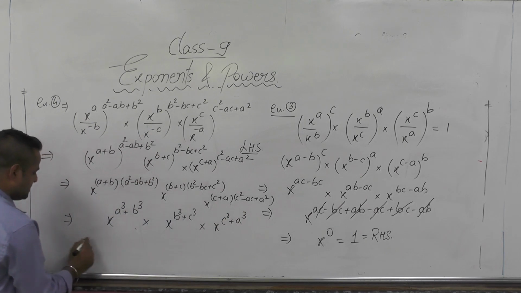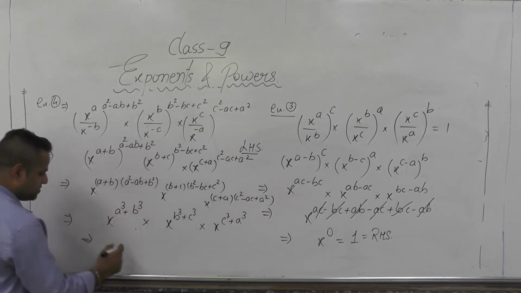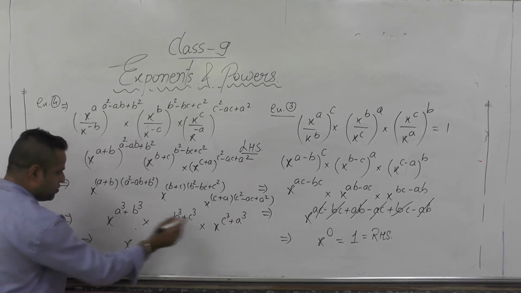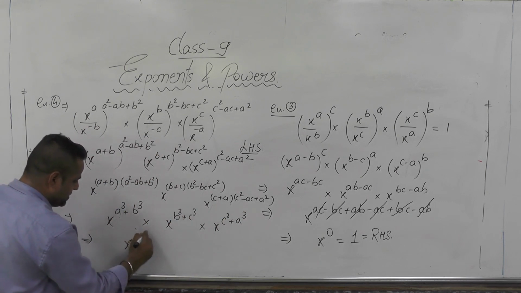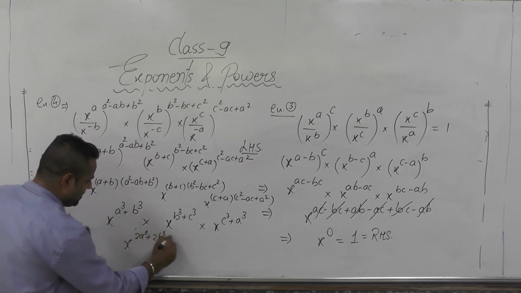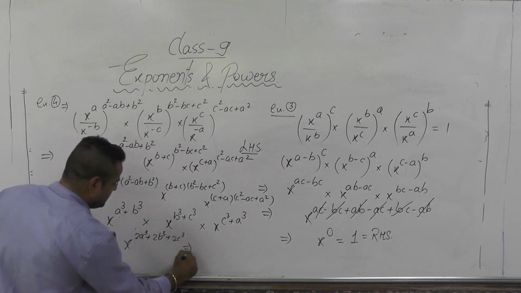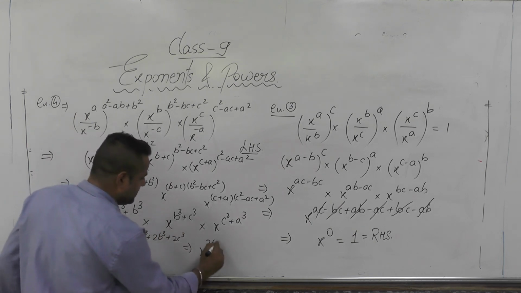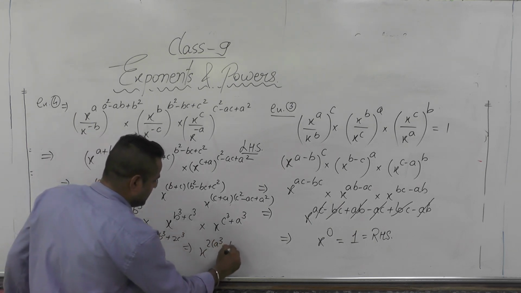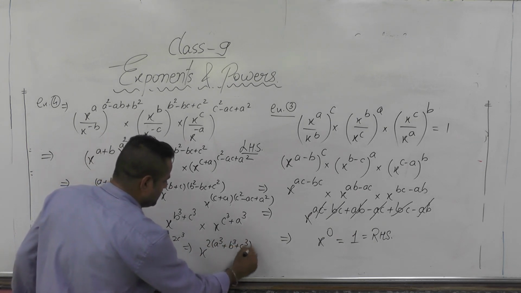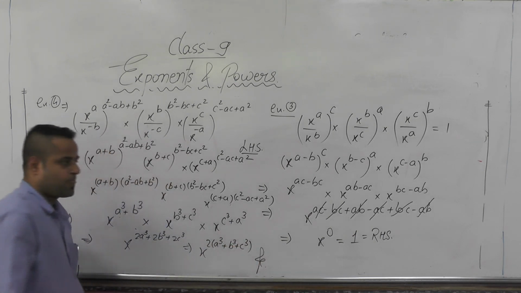Now again the bases are same, so we will add the powers. This will become a cube plus a cube, 2a cube, plus 2b cube plus 2c cube. We can take this 2 common, so this will become 2 times a cube plus b cube plus c cube. This will be our answer.